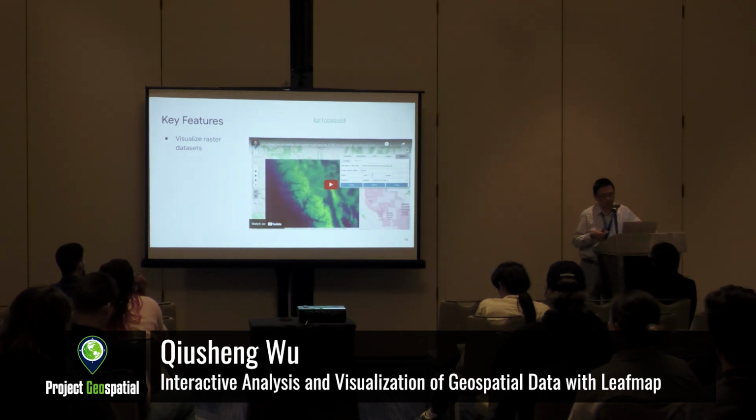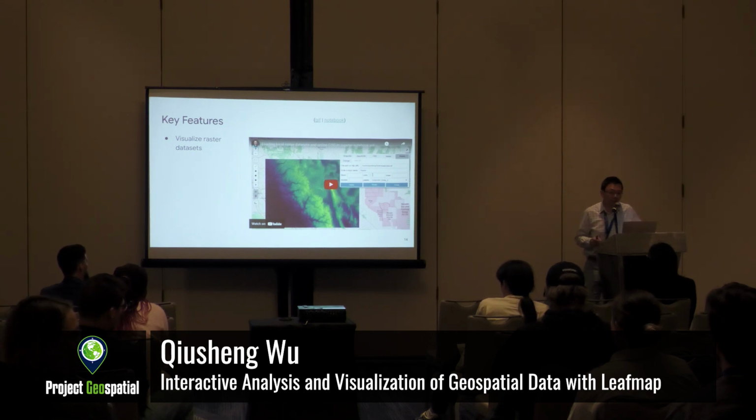If you ever need to visualize raster data using Jupyter, you probably need to set up a server, or you need to use other packages. It takes many lines of code to do that, but in Leafmap, it's one line or no coding. You can try it out.